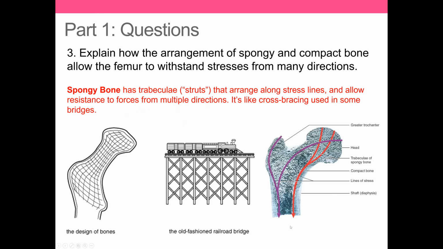And then here is an image of the proximal side of a femur. In this image, the different stress lines are shown in red and purple. So the part of the bone that's made of spongy bone helps to withstand these stresses coming from different angles and different directions. And then when they're funneled into the diaphysis, that's when the compact bone takes over, because at that point it's pretty much just an up and down force.